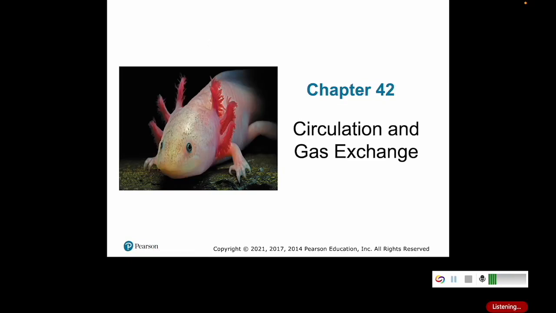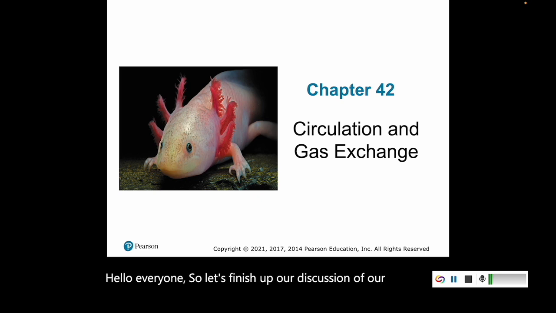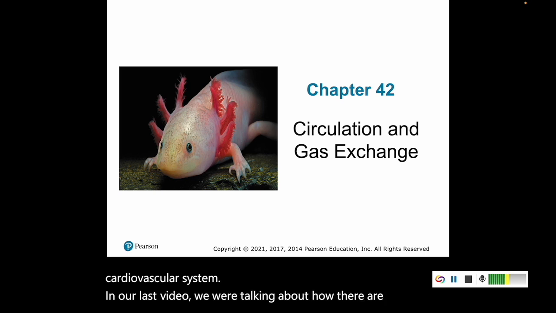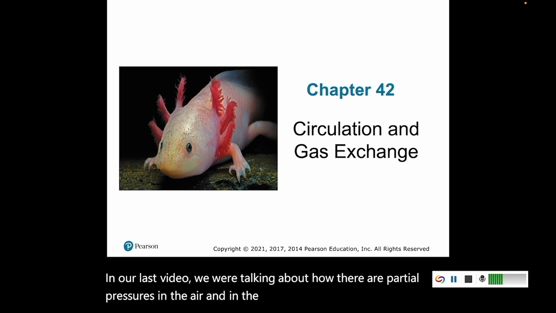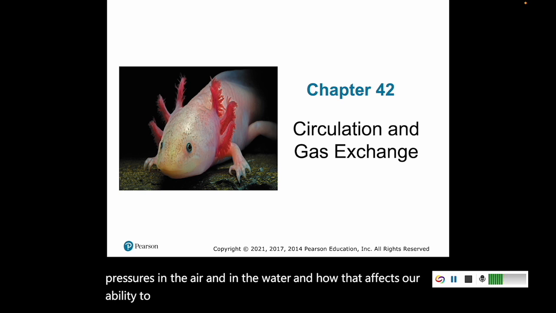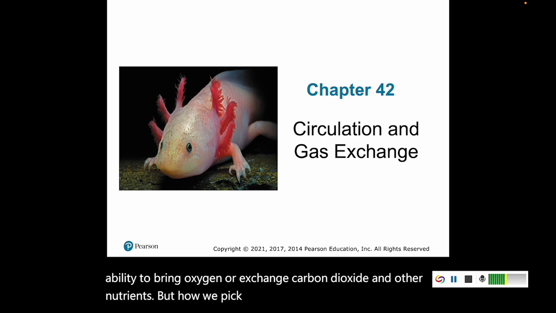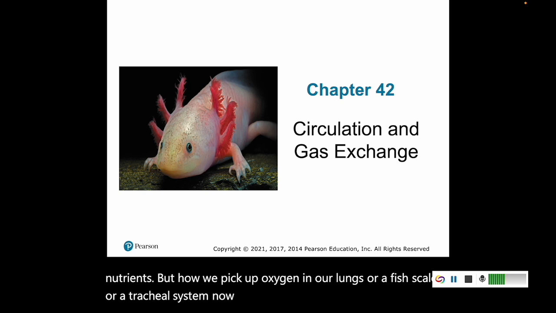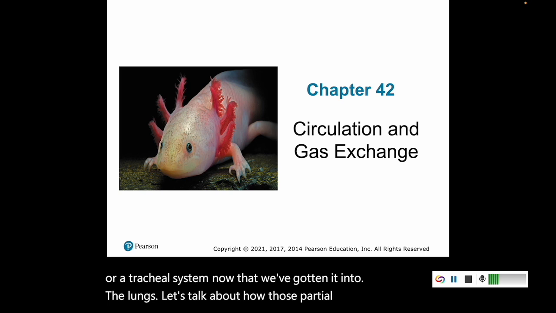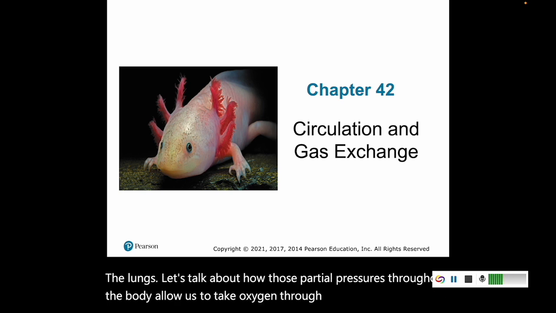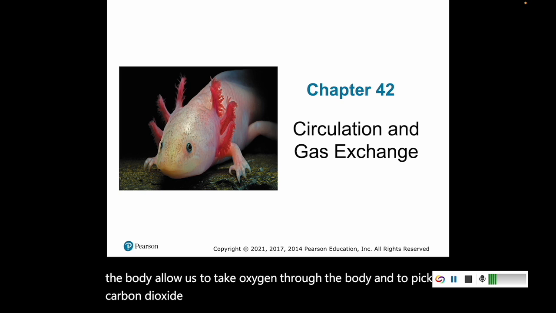Hello, everyone. So let's finish up our discussion of our cardiovascular system. In our last video, we were talking about how there are partial pressures in the air and in the water, and how that affects our ability to bring oxygen or exchange carbon dioxide and other nutrients, but how we pick up oxygen in our lungs or a fish gill or a tracheal system. Now that we've gotten it into the lungs, let's talk about how those partial pressures throughout the body allow us to take oxygen through the body and to pick up carbon dioxide to breathe it back out.